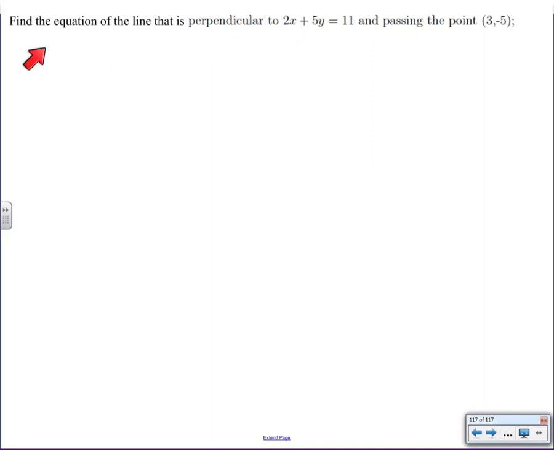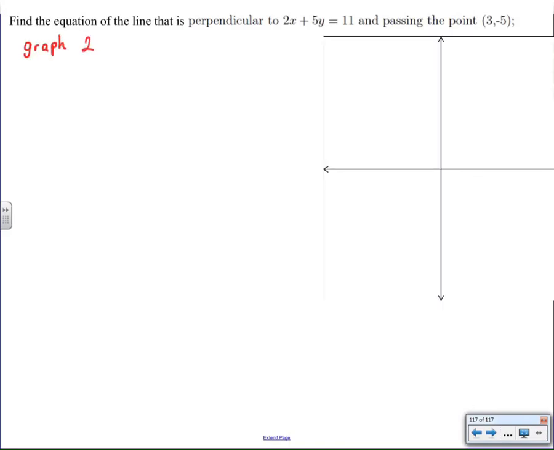What if we wanted to find the equation of a line that's perpendicular to or parallel to a given line? So how is that going to be different? The point of this is to show you that there really is very little different here. The first thing I want to do is to graph the line so I know what I'm looking at.